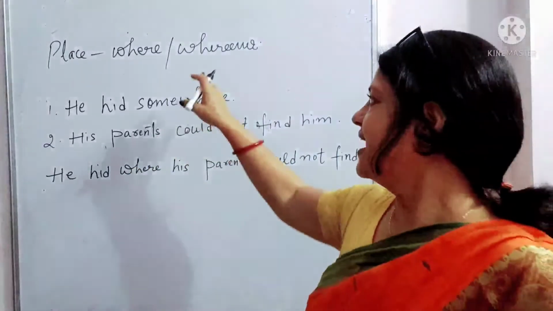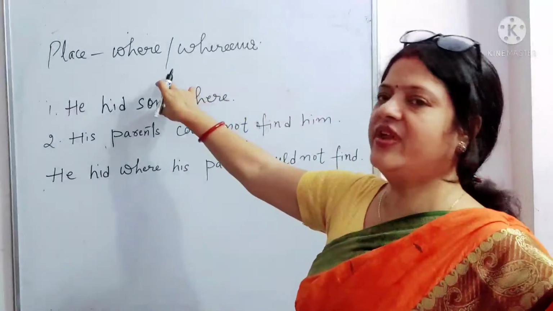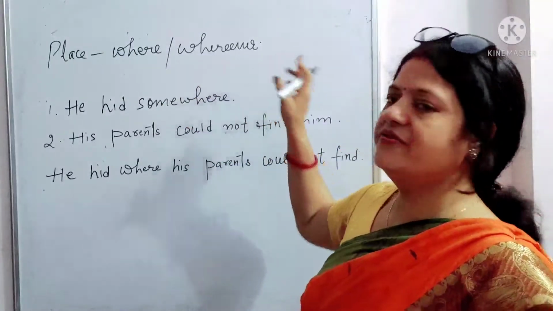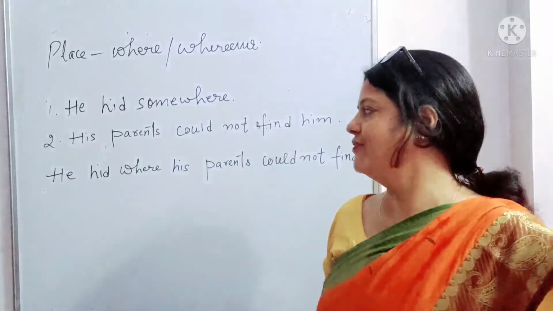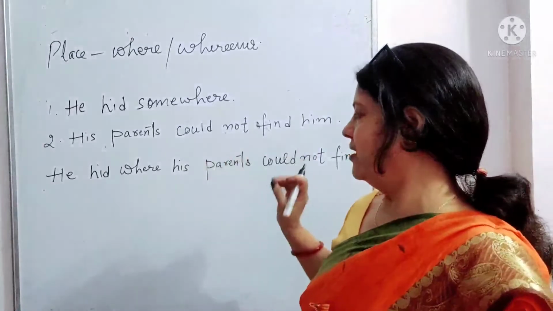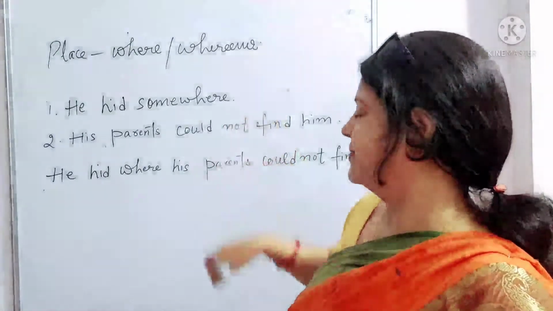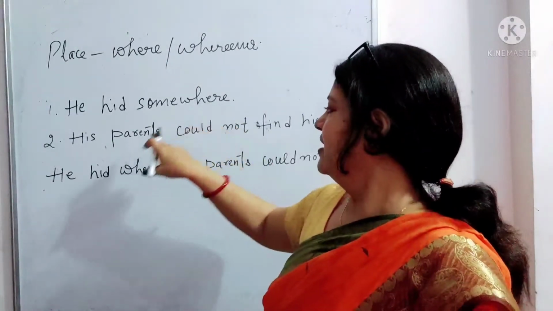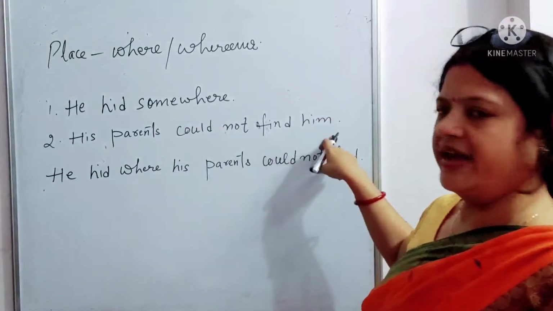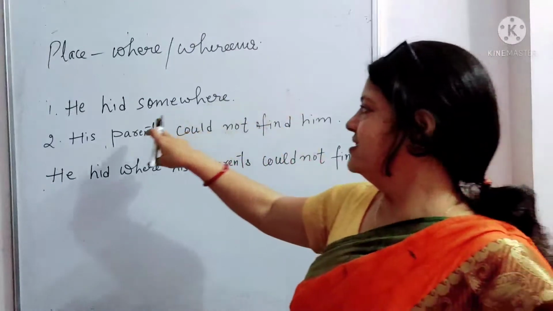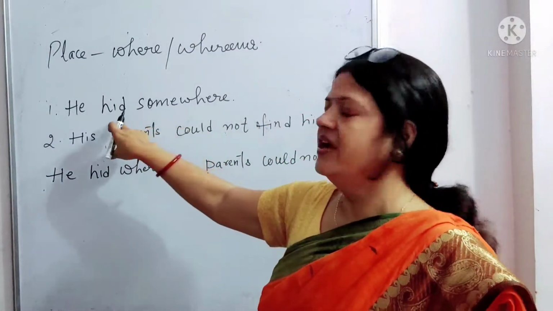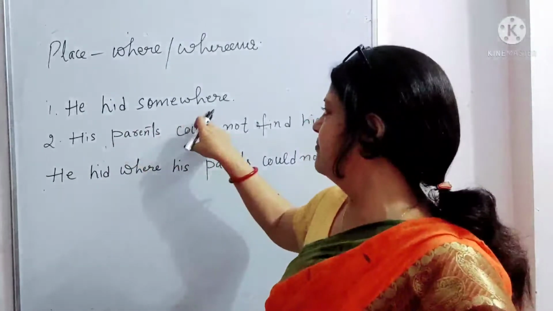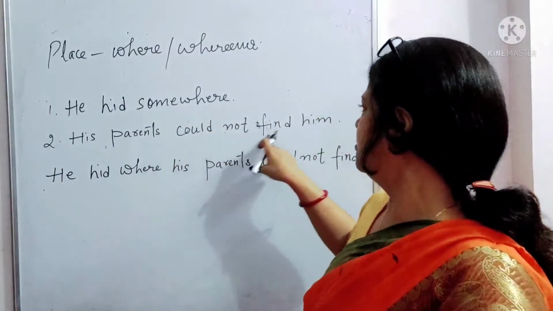Now we see the adverb clause of place. Here we have taken two subordinating conjunctions, where and wherever, which are used for adverb clause of place. He hid somewhere, his parents could not find him. The first sentence, he hid somewhere. Hid is the past tense of hide. He hid somewhere, his parents could not find him.